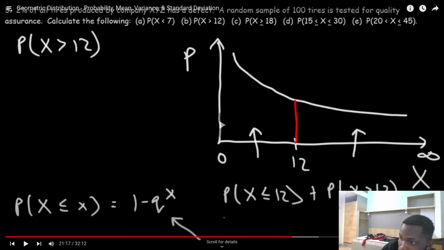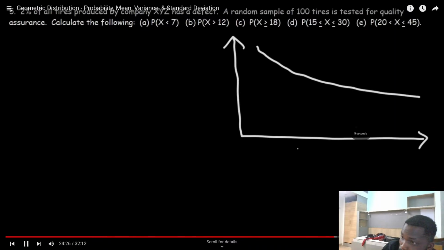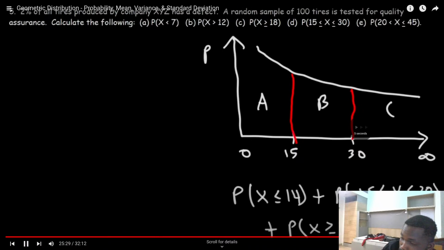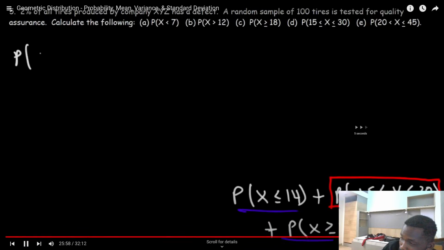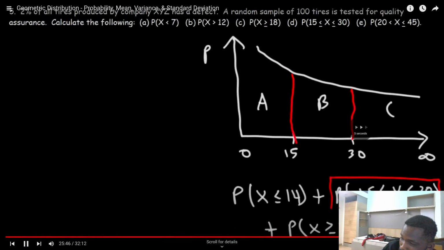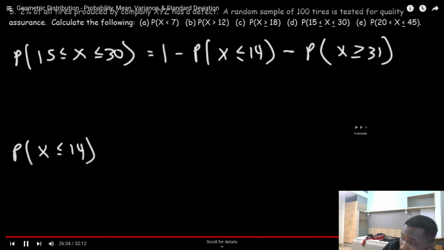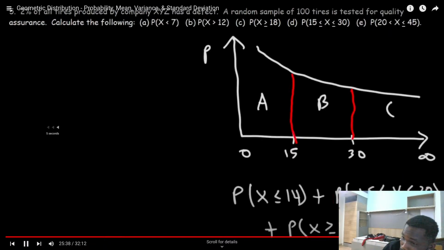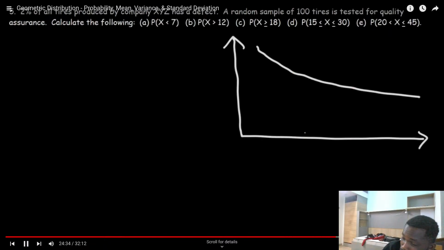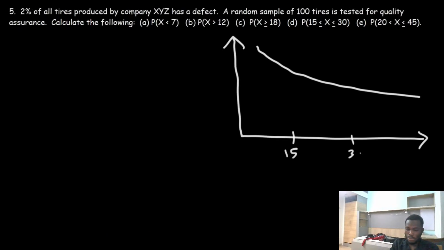Now, I'm going to rearrange this equation to get this one. So I'm going to erase this picture at this point. So our goal is to find the probability from sample 15 to sample 30. So let's say 15 is here, and 30 is in this region. This is going to be 0, and that's infinity. So let's break this graph into 3 parts. We'll call it region A, B, and C.